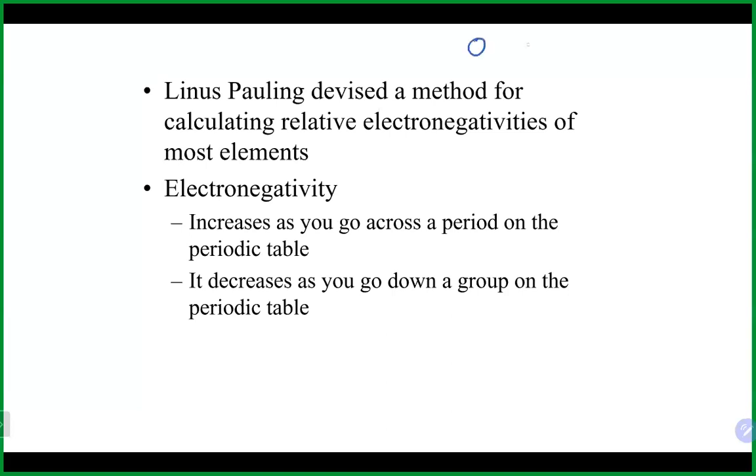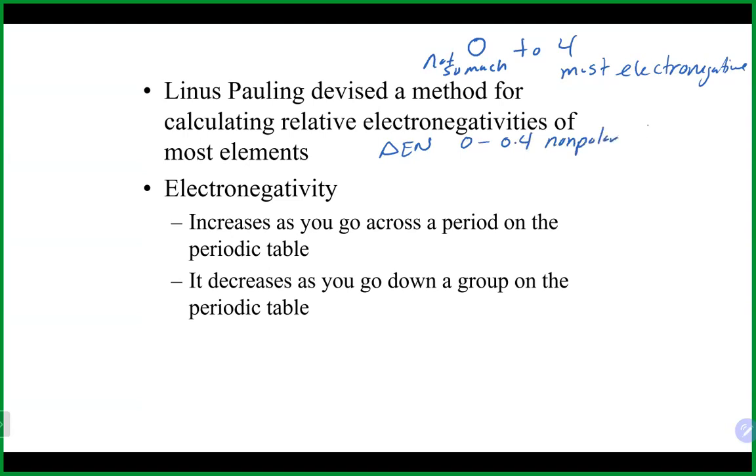And on Pauling's scale, it went from 0 to 4, 4 being the most electronegative, and 0, not so much, or the least electronegative. So if you take the difference in electronegativity values, which is sometimes referred to as delta EN, delta meaning difference, EN meaning electronegativity, and you basically just subtract the 2 electronegativity values for the elements that are involved in the bond. If you get a difference between 0 to 0.4, that's considered a nonpolar bond, which means we're going to have equal sharing of electrons.